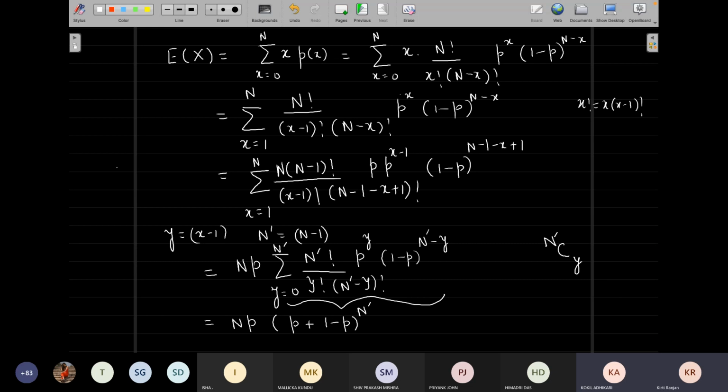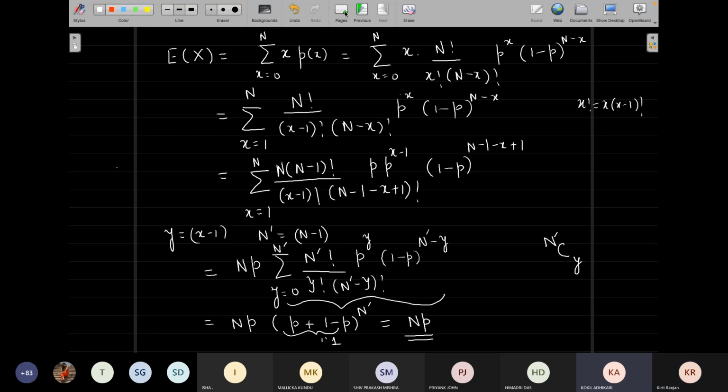1 raised to power 0 or greater than or equal to that quantity will always be equal to 1, and hence the expectation value or the mean of the binomial distribution turns out to be nothing but the total number of trials times the probability of success in each trial. So this is how one gets the expectation value of a binomial distribution.